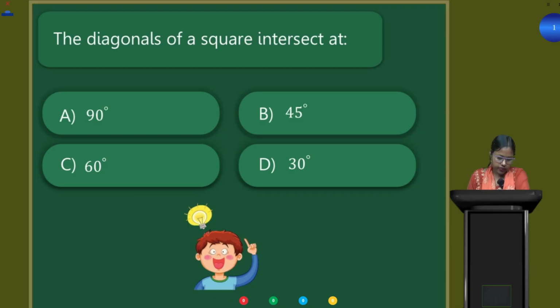Your time is almost up. Here I am stopping the timer. I am showing you the answer. Yes, very good. You all are correct. Option A is the correct option.